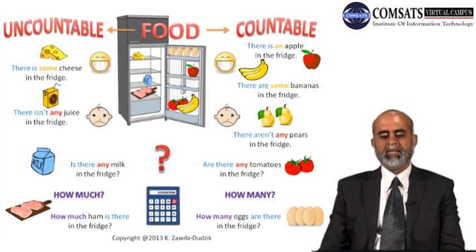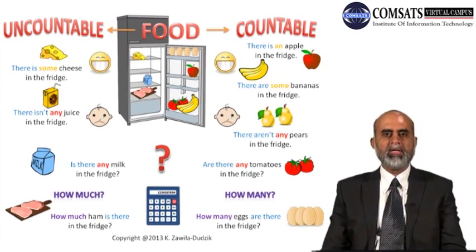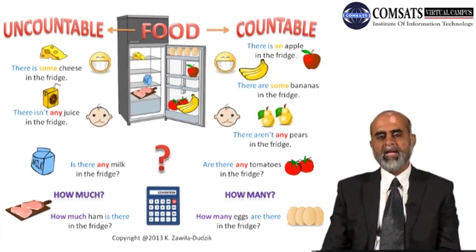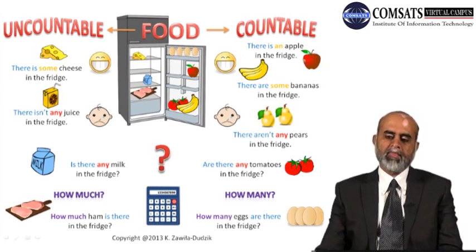Okay, so once you have learned what food items are uncountable and what food items are countable, we come to the next step. We use a or an with a singular countable noun. I repeat, we use a or an with a singular countable noun. For example, apple is countable, and when it is singular we can say an apple. There is an apple in the refrigerator. There is an apple in the fridge. Because it is singular and countable, we can use a or an with it.